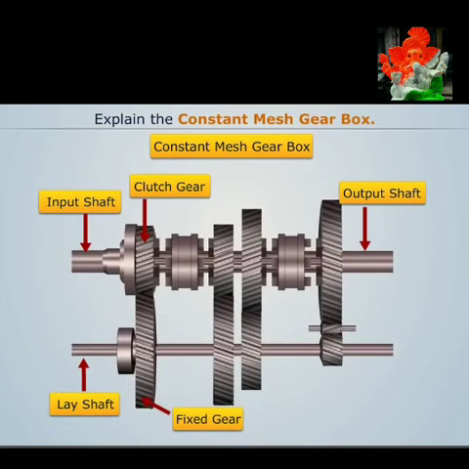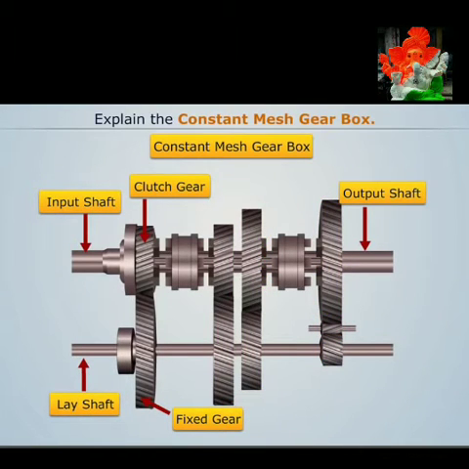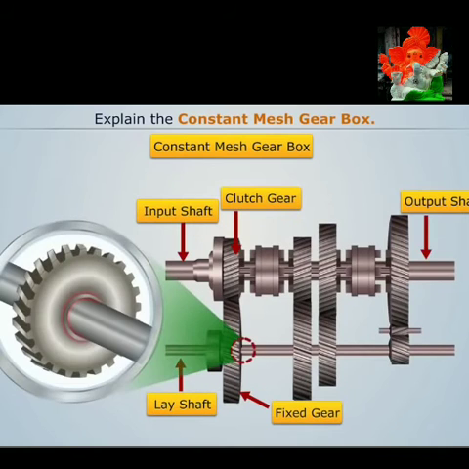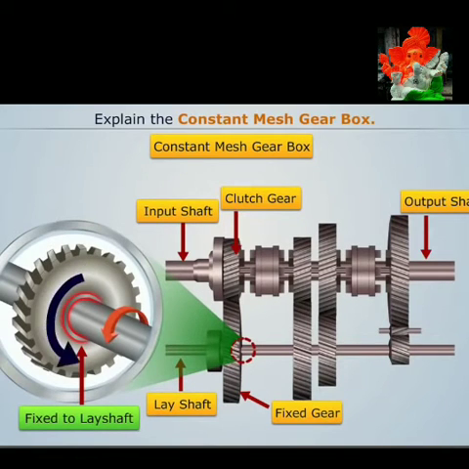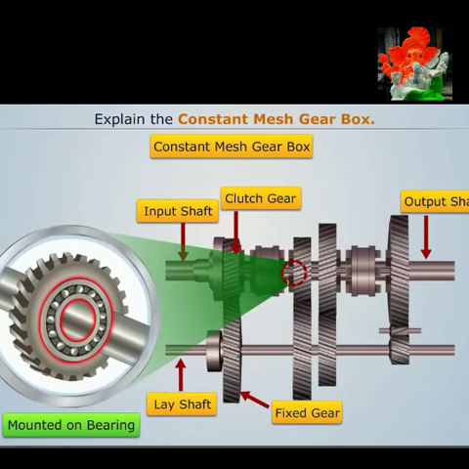Other than these gears, several other helical gears of different sizes are provided on the lay shaft and the splined output shaft. The gears on the lay shaft are fixed in such a way that whenever the lay shaft rotates, the gears rotate, whereas the gears on the splined output shaft are mounted on bearings, so that they can rotate independently of the output shaft.